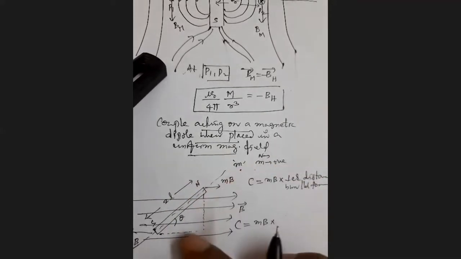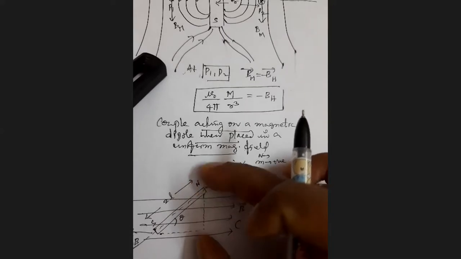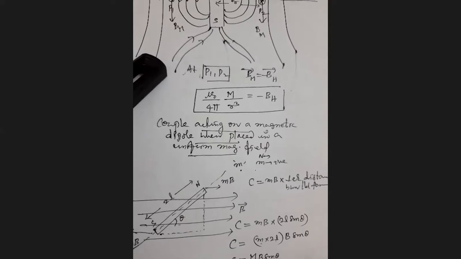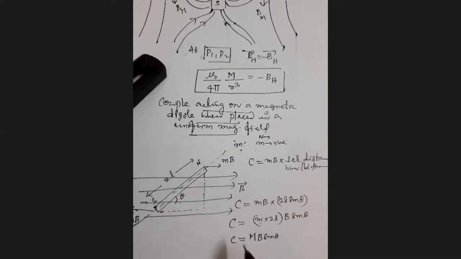This is one force. So for the perpendicular distance, from this triangle you can write sine theta equal to opposite side by hypotenuse. From that, you will get 2l sine theta. So C is equal to m into 2l into B sine theta. But small m into 2l is the magnetic moment, capital M. So C is equal to M B sine theta. This is the torque acting on the magnetic dipole when kept in the uniform magnetic field of induction B.